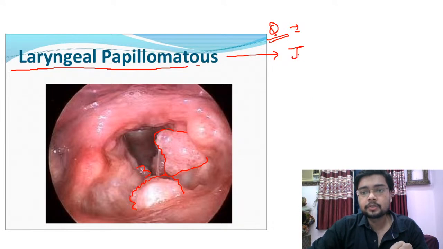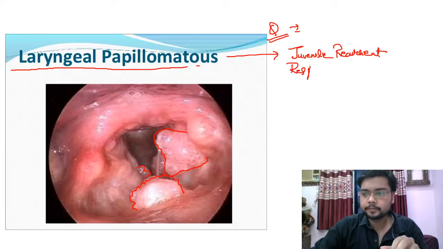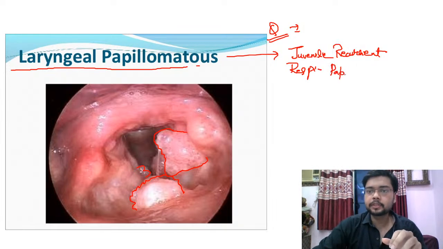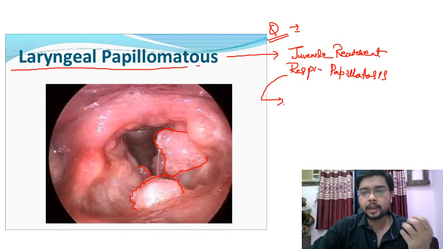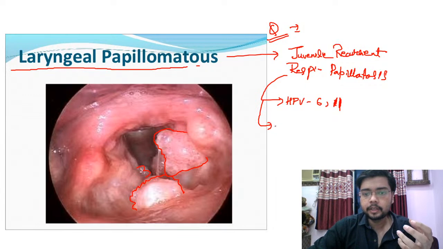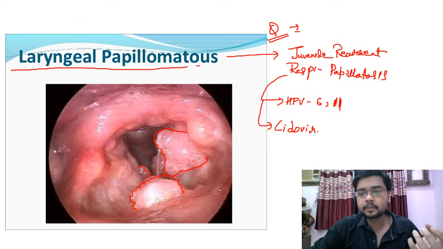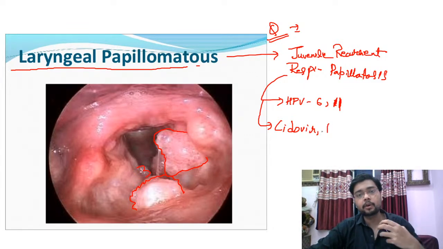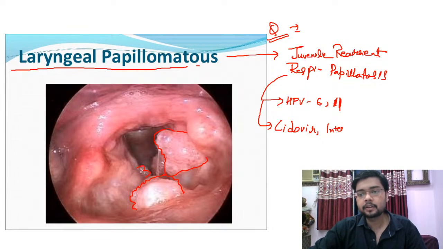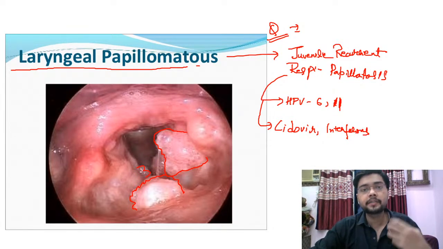So it can be your juvenile recurrent respiratory papillomatosis. Now this is again an important topic which we have to discuss in a little detail, but in highlights, you want to know HPV 6 and 11. In treatment, there are certain alternative treatments like cidofovir, which have already been asked by your examiners. Interferons are also some alternative treatments.